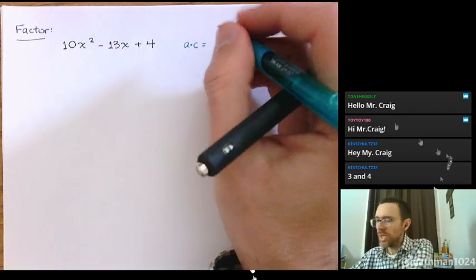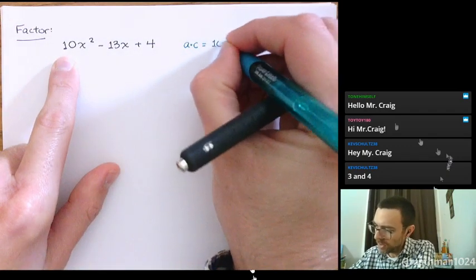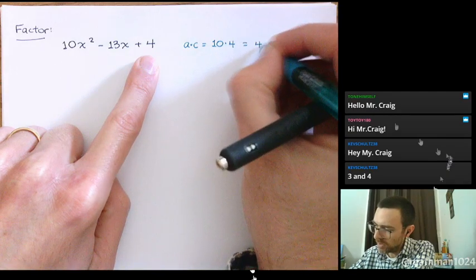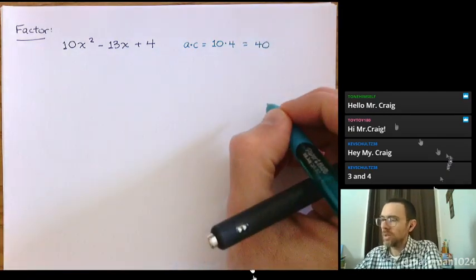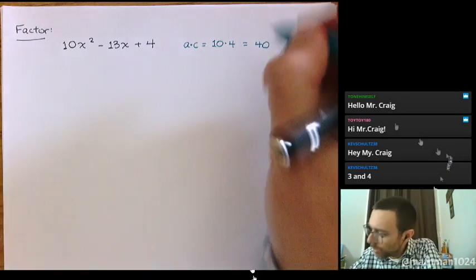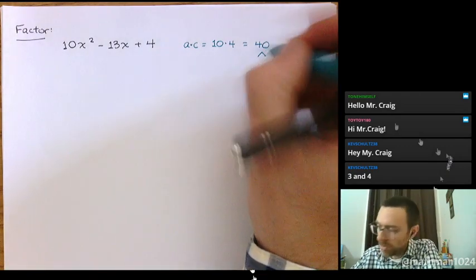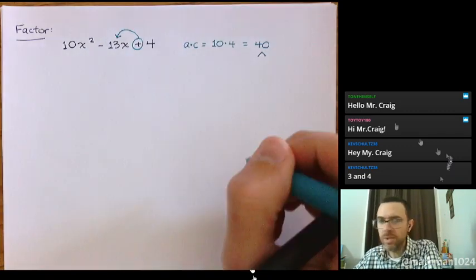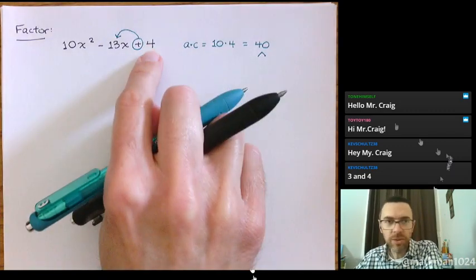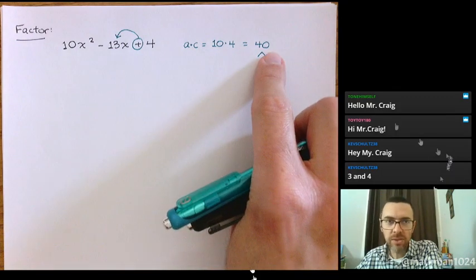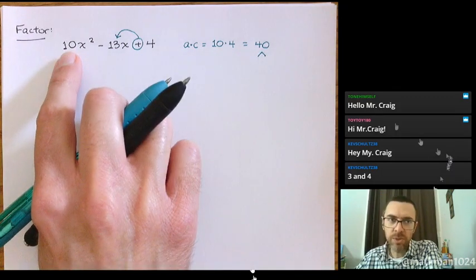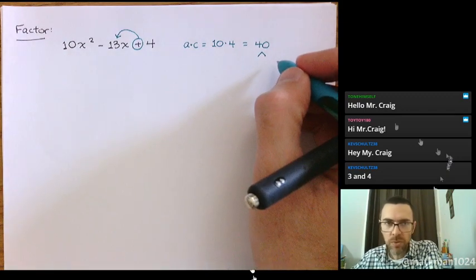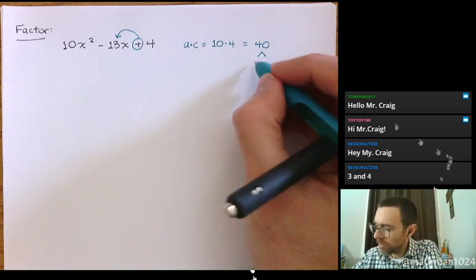The AC method would say to do the lead coefficient times your constant term, which is 4, and that product gives us 40. And then from here, we want to find factors of 40 that will add to 13. Now remember, I'm not looking at the 4 right now, I'm looking at the product of A and C because that lead coefficient was something other than 1. If you don't know, then you list all of your factors for 40.